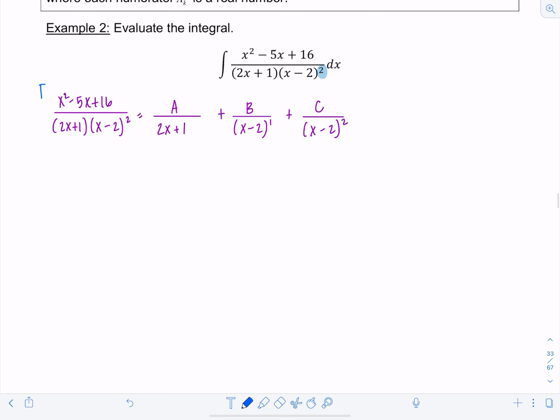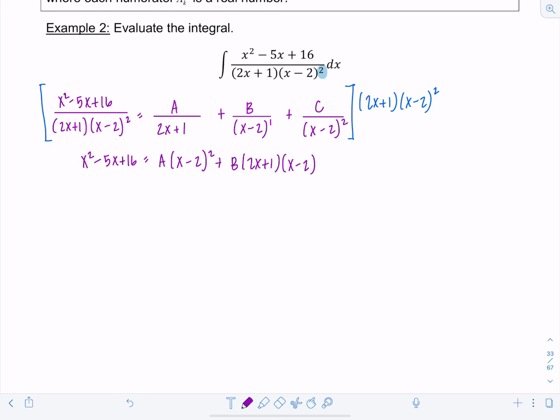Okay. Then from here, the rest is pretty much the same. So you're going to clear out the fractions. We're going to multiply by the LCD. In this case, it's 2x plus 1 and x minus 2 squared. Just the LCD, don't overdo it. And then we're going to have x squared minus 5x plus 16 is equal to a times x minus 2 squared plus b times 2x plus 1 times x minus 2 plus c times 2x plus 1.